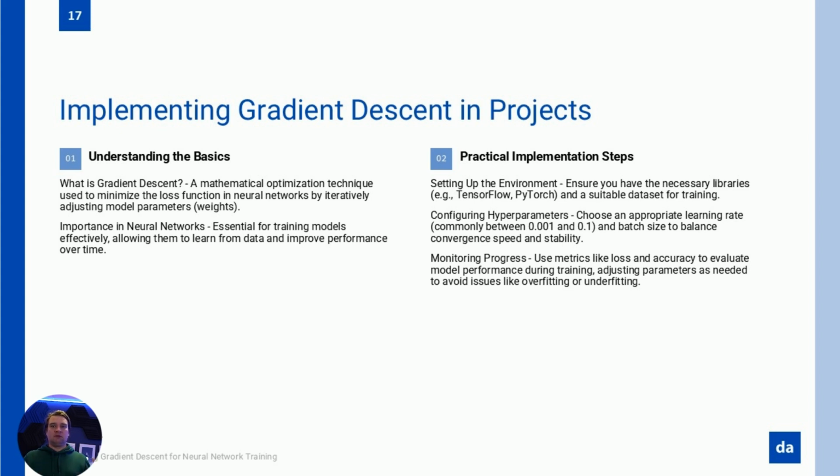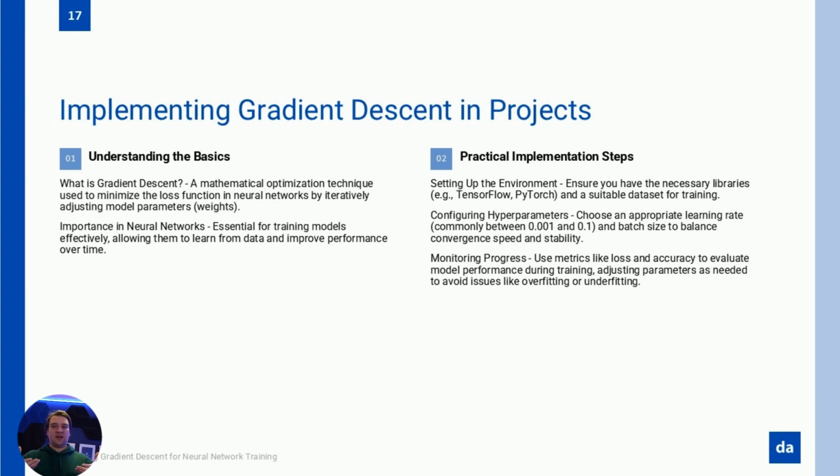Now that your model is training, it's time to keep an eye on its performance. Use metrics like loss and accuracy to evaluate progress. A steadily decreasing loss is a good sign you're on the right track. Watch for signs of trouble. If the loss plateaus, slows down, or oscillates, revisit your hyperparameters or optimizer choice.